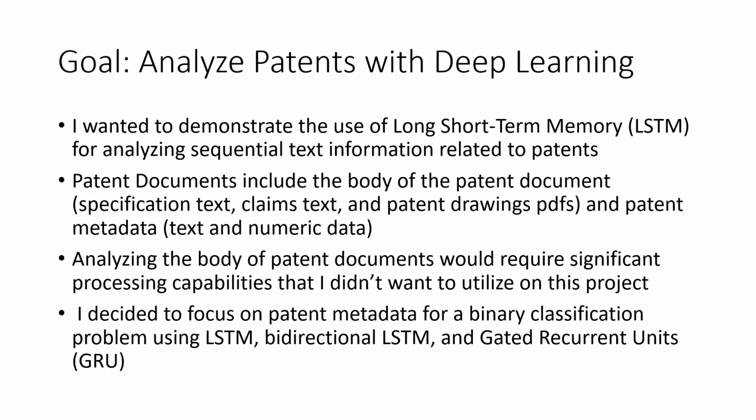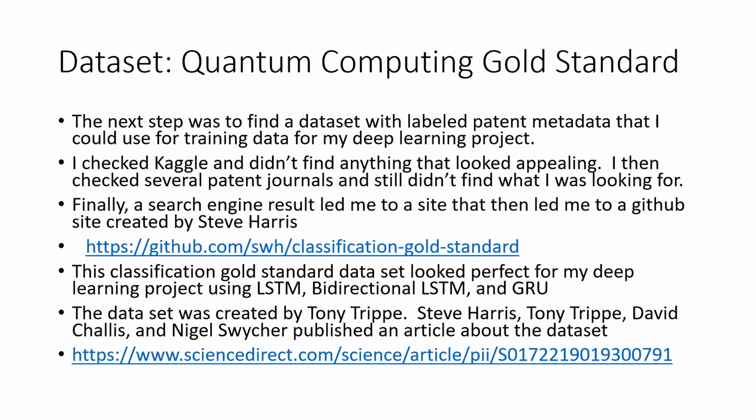Now, as I mentioned earlier, analyzing the body of patent documents requires significant processing capabilities that I didn't want to utilize in this project. So I decided to focus on patent metadata, and for this, I'm doing a binary classification problem, basically specifying whether qubits are present or not using LSTM, bidirectional LSTM, and gated recurrent units. So the next step, once I decided that's what I wanted to do, was to find a data set with labeled patent data that I could use for training data for my deep learning project.